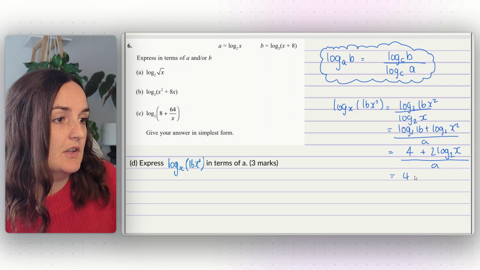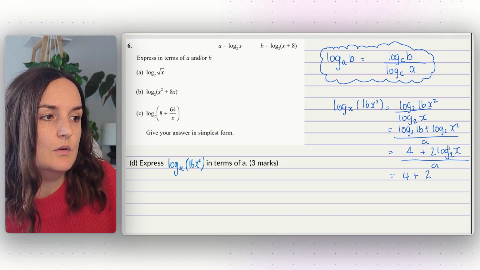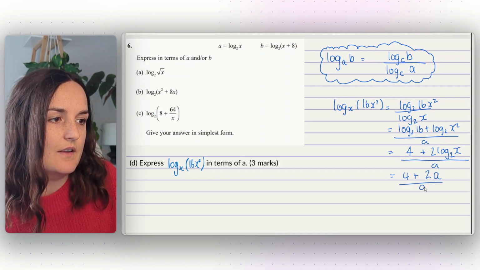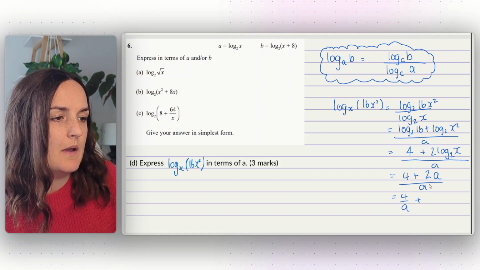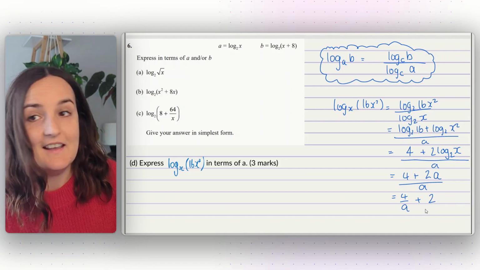So now we're pretty much done. We've got 4 plus 2 log base 2 of x, which is a, over a. You could leave it like this, or you could write it as 4 over a plus 2a over a, which is just 2. Okay, and there we go, we've done.